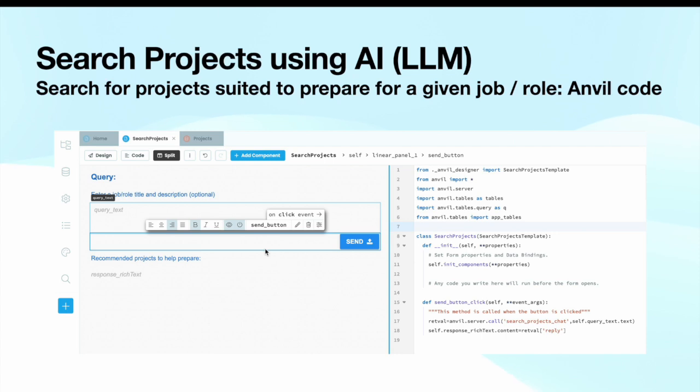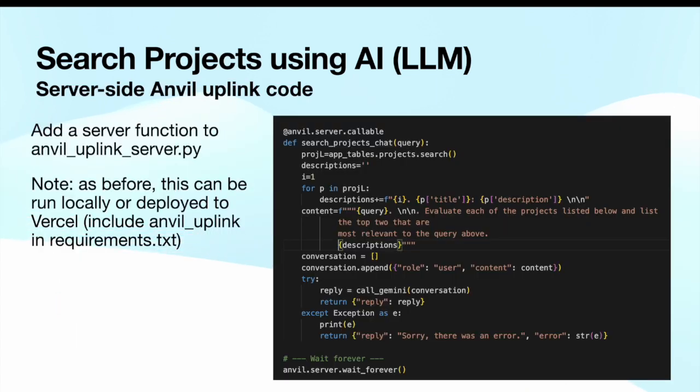That's super clear how the user interacts with the AI. This slide focuses on the server-side Anvil uplink code for the AI-powered project search. Okay, the brain behind the search. Precisely. We define a callable server function, search projects chat. It takes the user's query as input. Inside, it retrieves all project descriptions from our Anvil database. So it gets all the project info first.